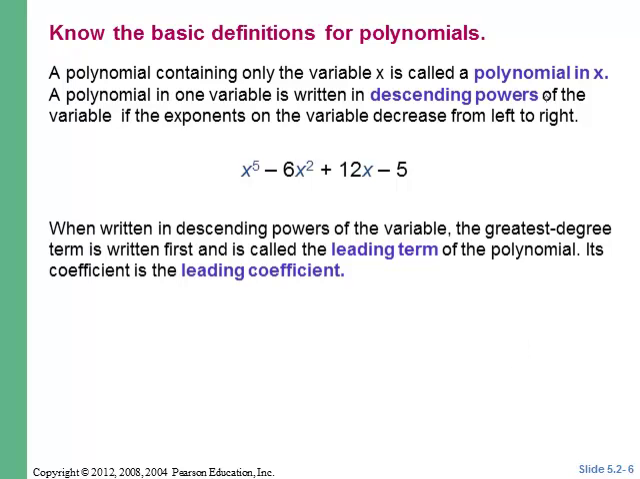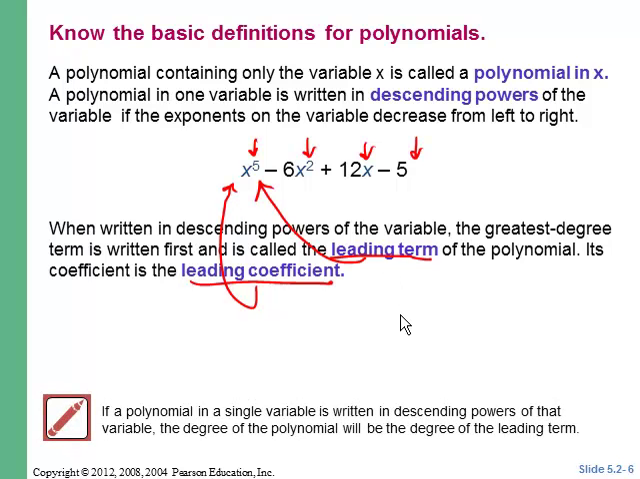When we write polynomials, we write them in descending powers. This is 5, 2, 1, and then this is actually x to the 0th. The leading term is the first one. The leading coefficient in this case is 1. If a polynomial in a single variable is written in descending power of that variable, the degree will be the degree of the leading term. Or in other words, this is a 5th degree polynomial.